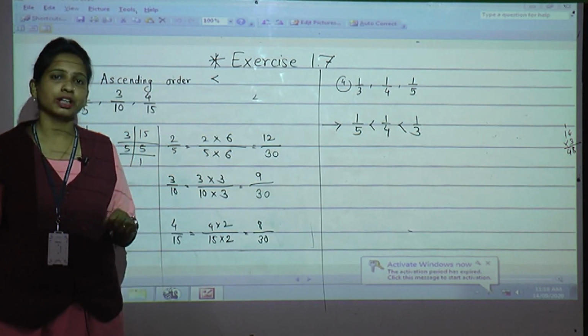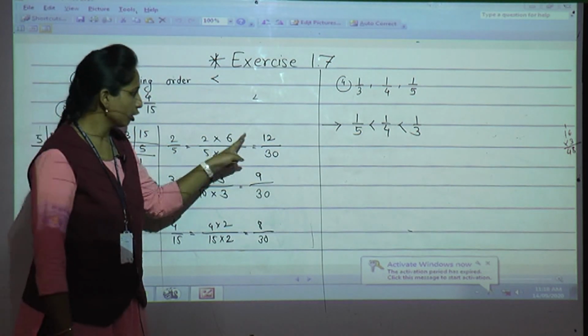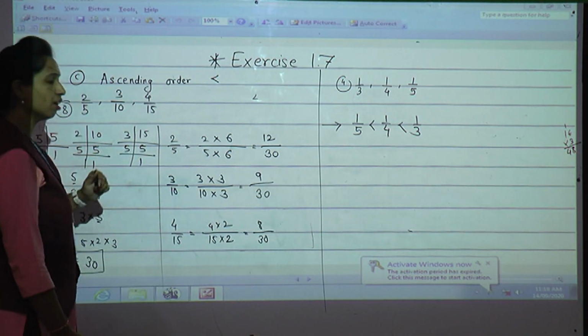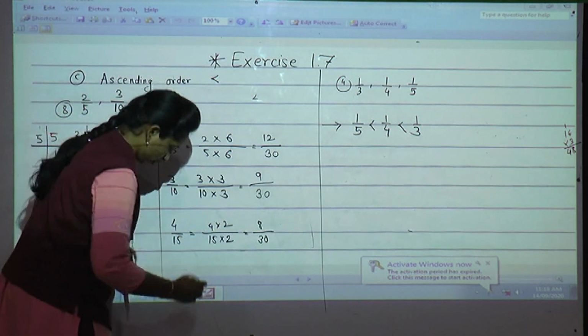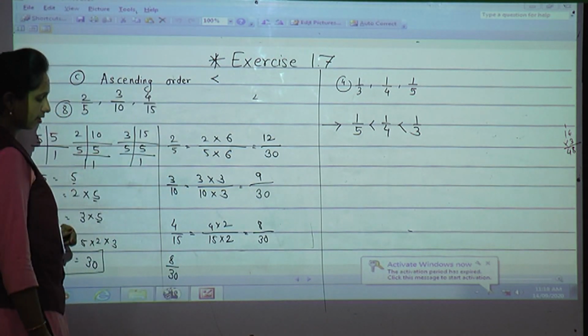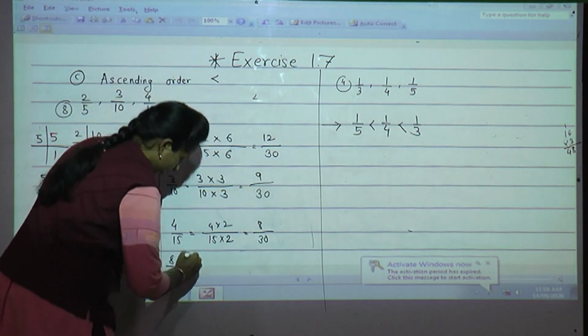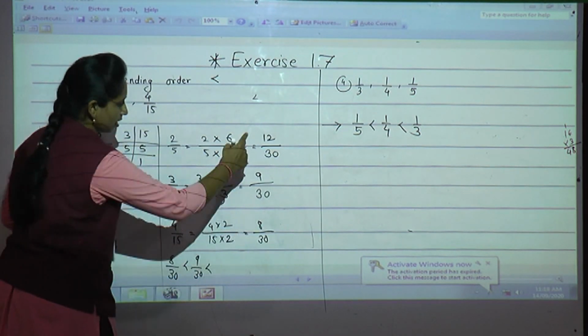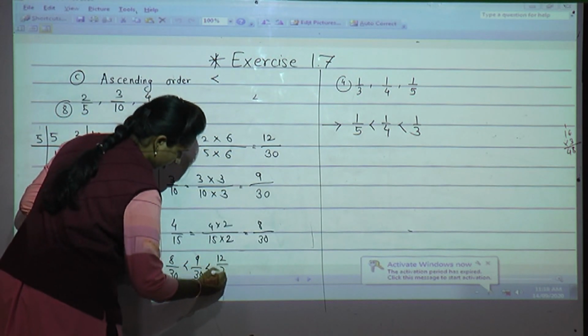Now what to do? Now compare the numerators: 12, 9 and 8. Now tell me, which is the smallest first? 8. So I'll write 8 upon 30 first, and the next 9 upon 30, and the next is 12 upon 30.